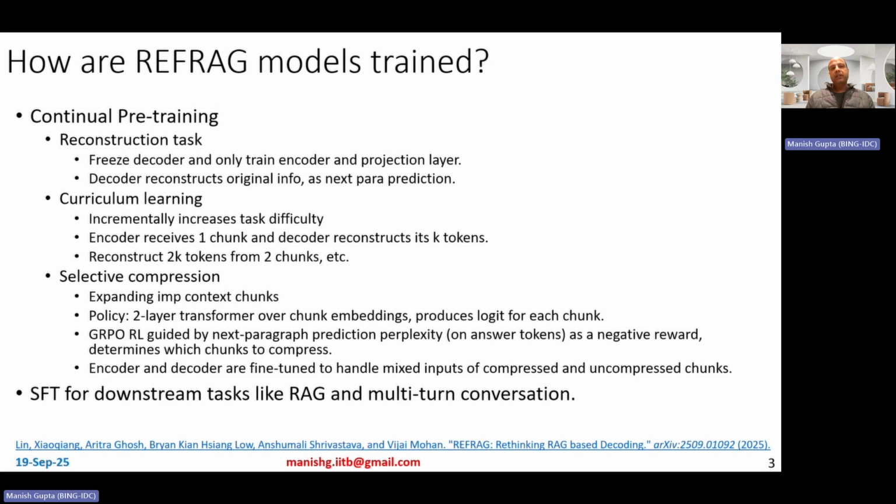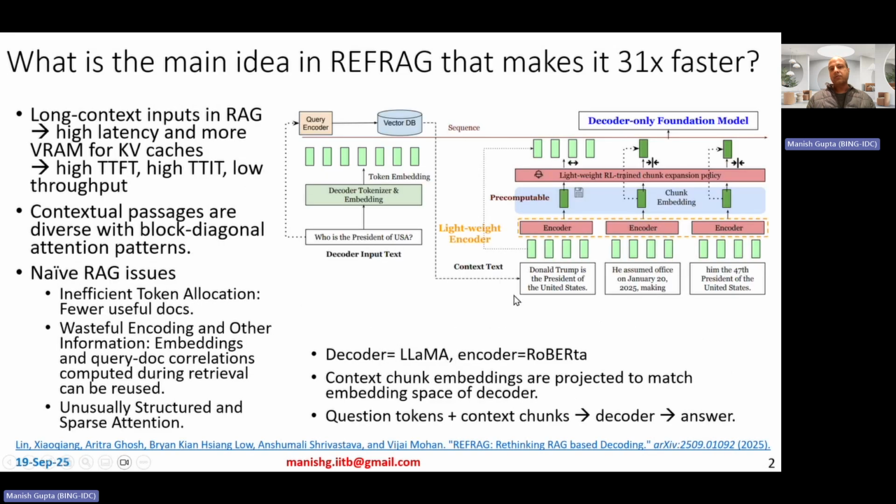While doing this, they do it in a curriculum way. What does curriculum way mean? Typically, curriculum learning means you incrementally increase the task difficulty. You start with simpler examples, and as you do more and more steps, you increase the difficulty of the task. So they start with the simplest task where the encoder receives one chunk and the decoder tries to reconstruct k tokens corresponding to the next chunk. After that, they move to 2 chunks. The encoder receives 2 chunks and the reconstruction is done for 2k tokens, and so on. Okay. Here k is the chunk size. Essentially they decide the chunk size as well, so they can take the documents and divide them into k-size chunks and so on. Okay.